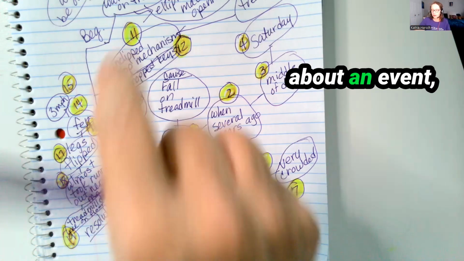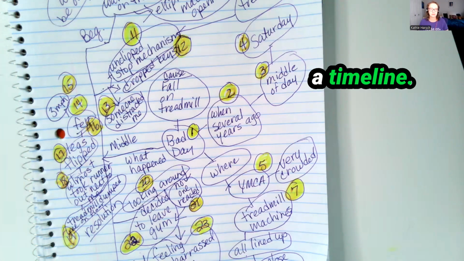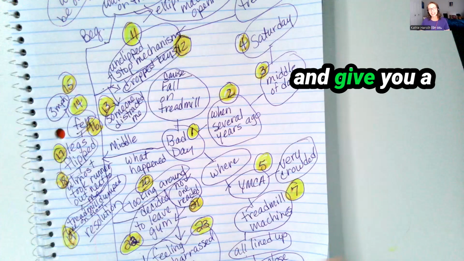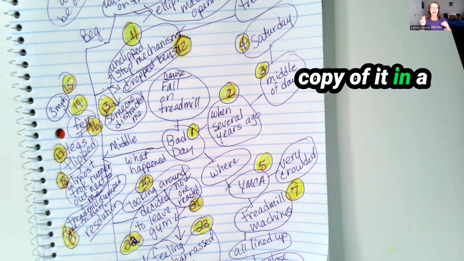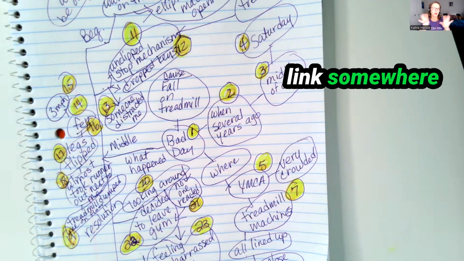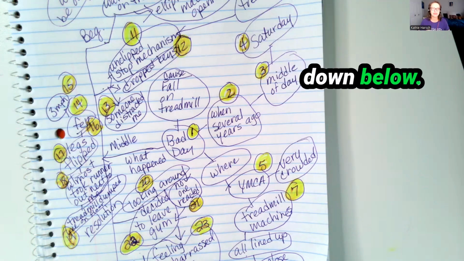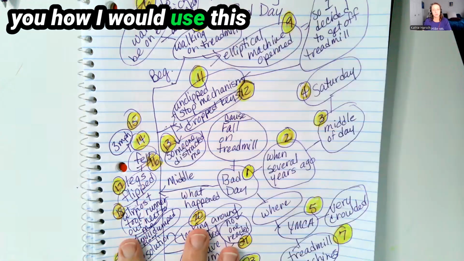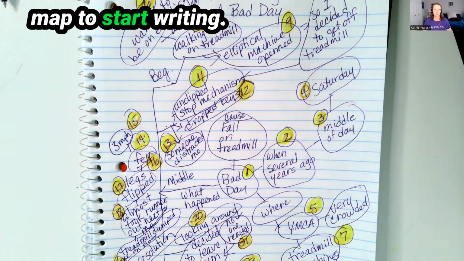When I'm writing about an event, I do include a timeline. Like I said, I will make this much, much cleaner and give you a copy of it in a link somewhere down below. So now I'm going to show you how I would use this map to start writing.